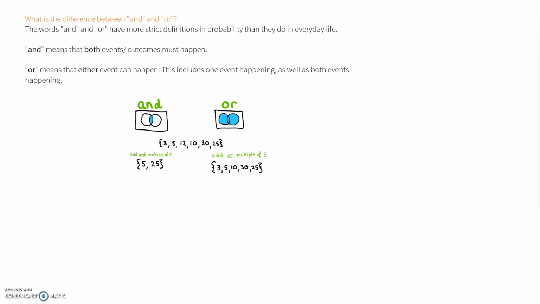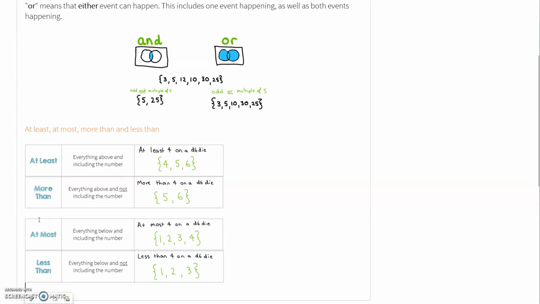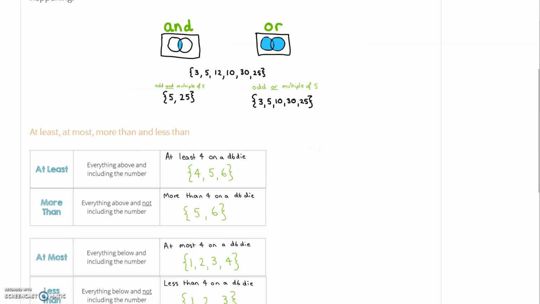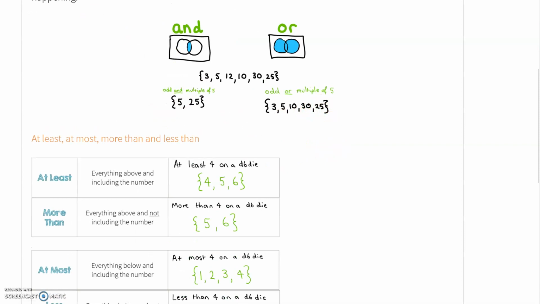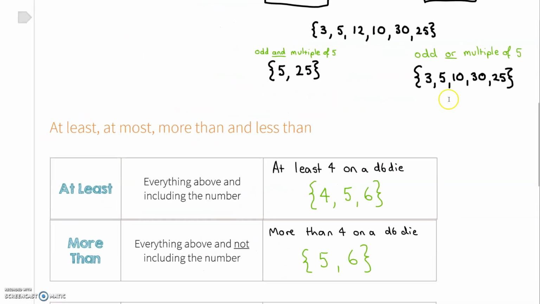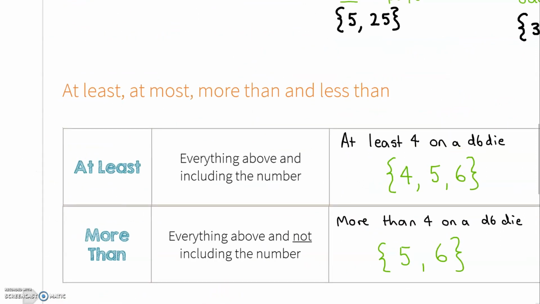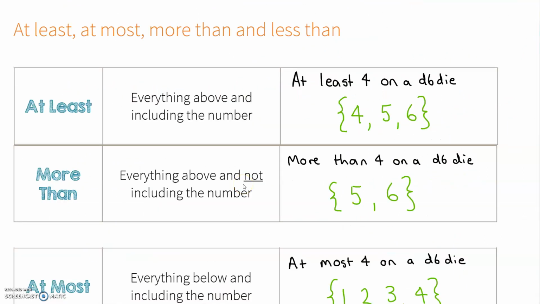Okay, next ones. At least, at most, more than, and less than. And the more you look at this, the more confusing it gets. Try not to think about it too hard because it gets more confusing the more you look at it. So let's look at these two that are matching first, and then we'll jump into the other two. Okay, so we've got the words at least and more than. Now these two are kind of matching, which seems a bit odd because one says least and one says more, and this is where you need to stop thinking too hard.